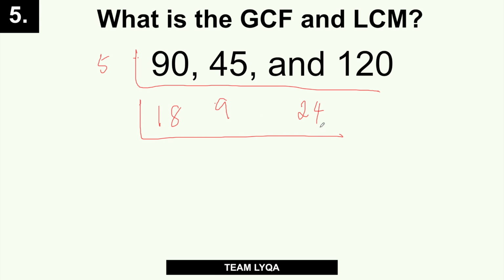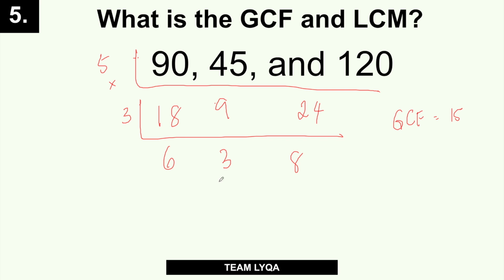Ito, pare-pareho silang pwede sa 3. So, you have 18 divided by 3, that is 6. 3, and then this will be 8. Kasi 8, 16, 24. Okay? Now, in this case, again, wala na akong pwedeng i-factor na pare-pareho silang tama. Okay? So, ang GCF natin ends here. Ang GCF mo will be 15.